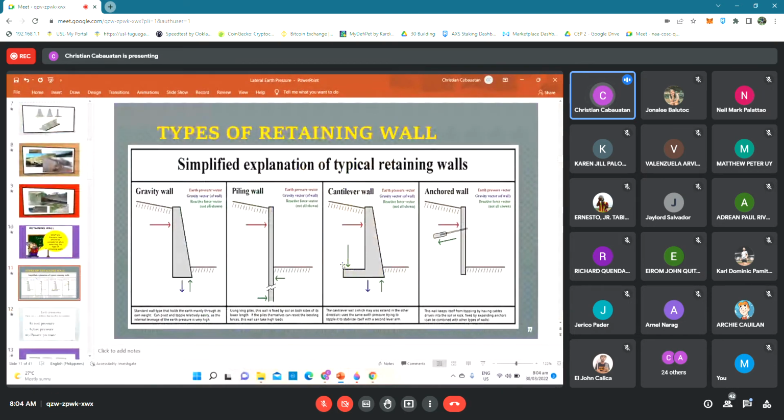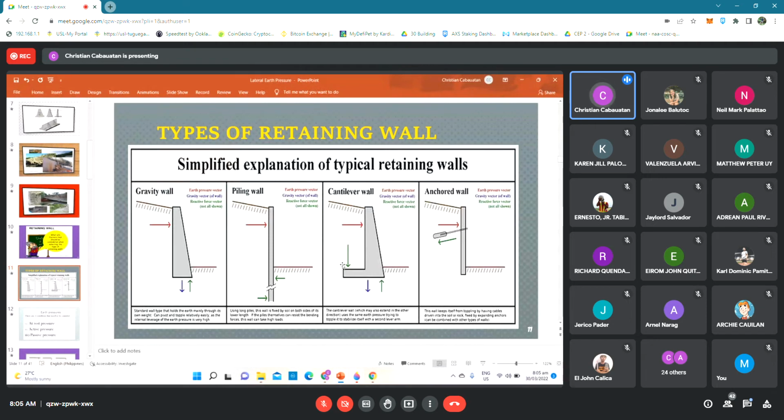So there are common types of retaining walls that we would consider, okay? Yun nga yung sabi ko kanina, the gravity wall. Si gravity wall, it is a standard wall type, and mainly through its own weight. So, binubuhat laban ni retaining wall yung kanyang weight mismo. Okay? While on piling wall, the piling wall, it is just using long piles, instead of a concrete, it is a piles na.